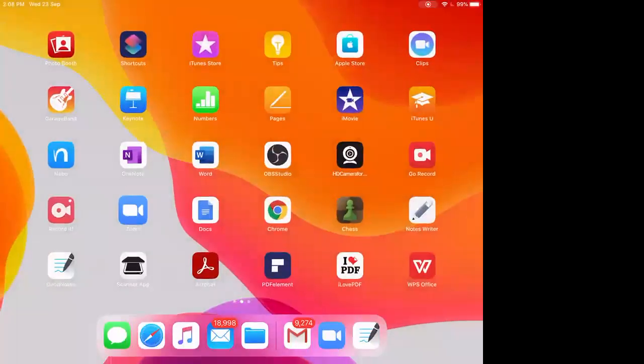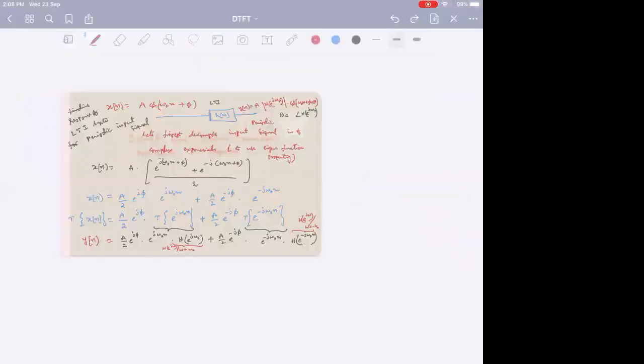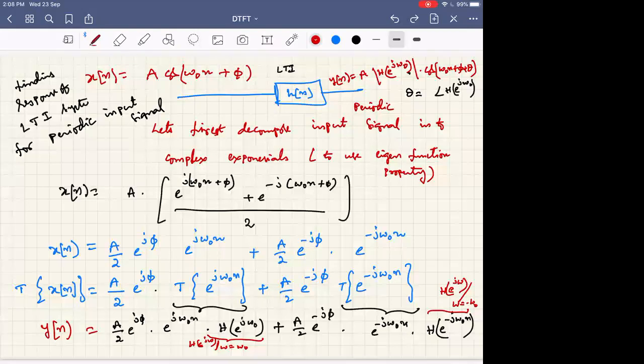So now tell me whether you are able to see the screen or not. Are you able to see the screen? Yes, sir. Right. I suggest all of you mute your microphones unless you are answering.